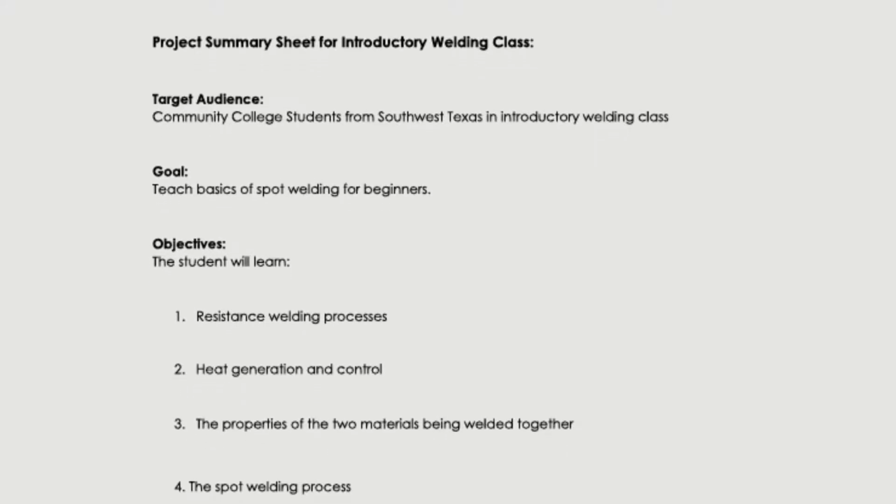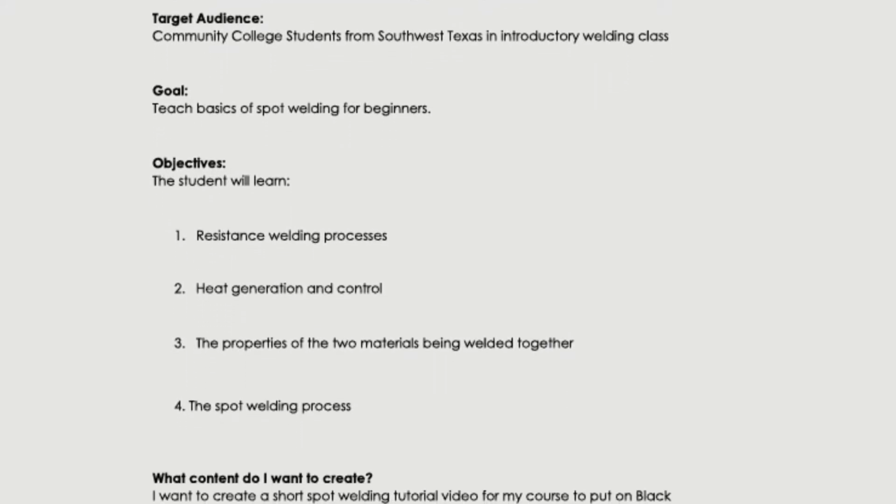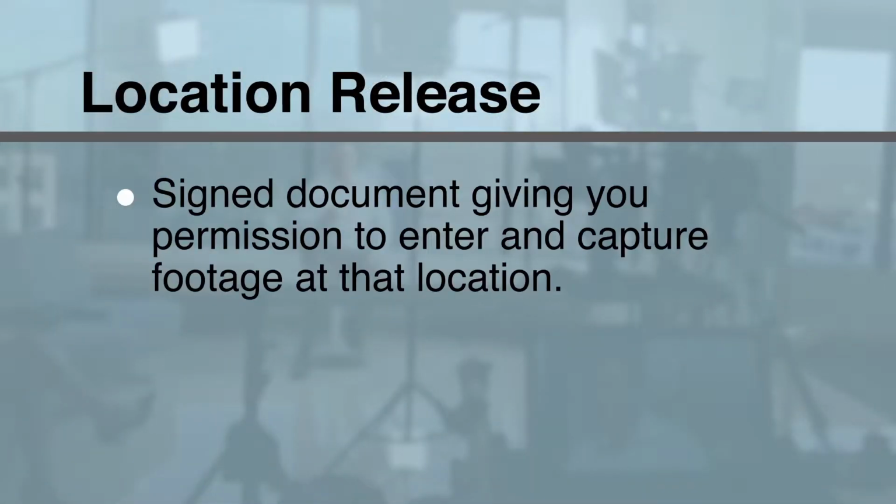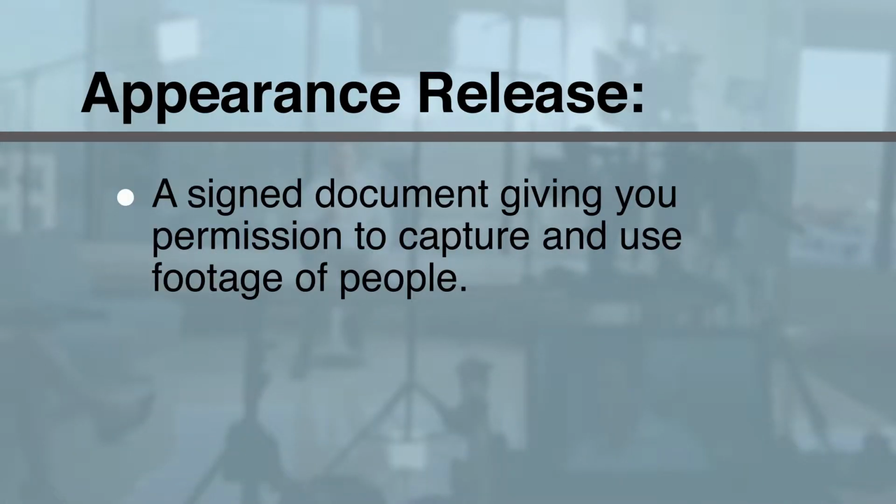There are 3 documents that are important here. The first is the project summary sheet. This one-page document gives you the essentials, an overview of the project, the target audience, and how the content is going to be disseminated. The second document is a location release. This grants you permission to enter the premises. The appearance release gives you permission to capture and use footage of people. Samples of location and appearance releases can be found on the site under additional resources. Your college may already have release forms you can use.